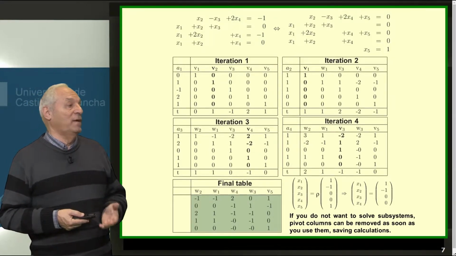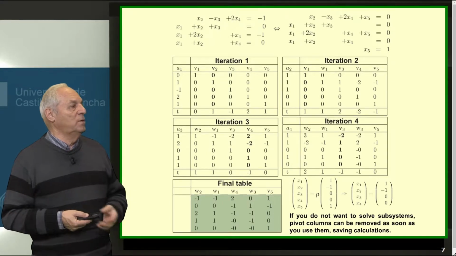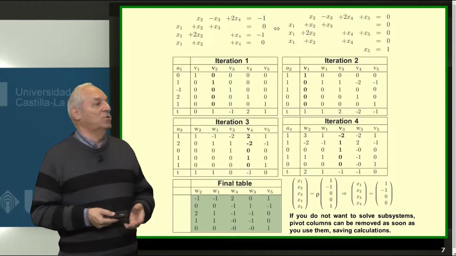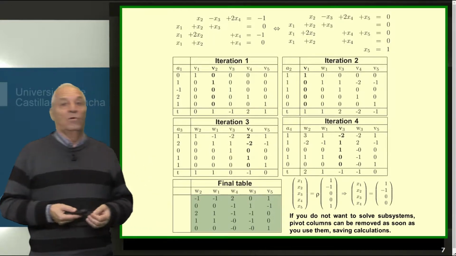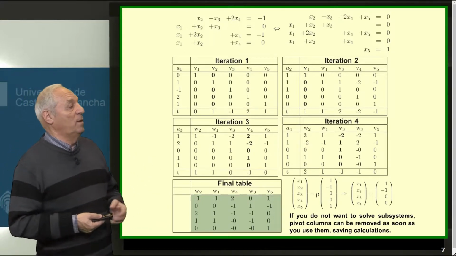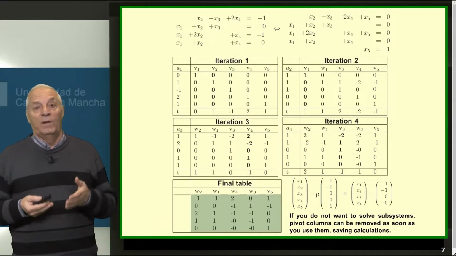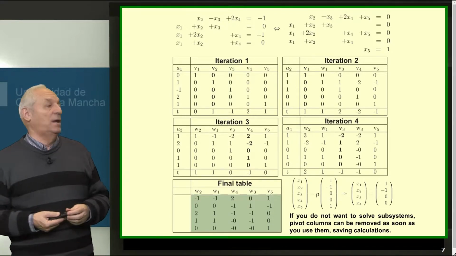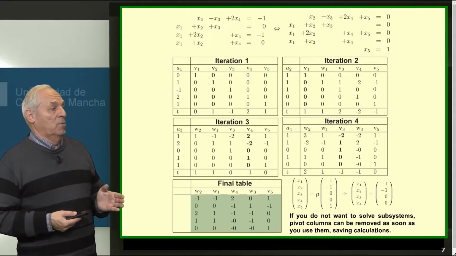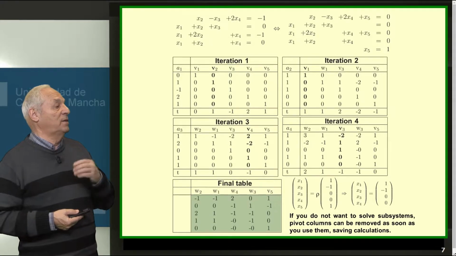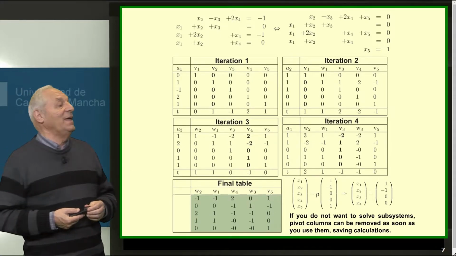The first equation has by coefficients, for x1 0, because it does not exist, for x2 1, for x3 minus 1, for x4 2, and for x5 1, then the vector which results is 0, 1, minus 1, 2, 1, which we enter in the first column of the algorithm table.